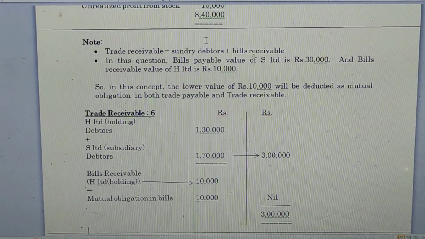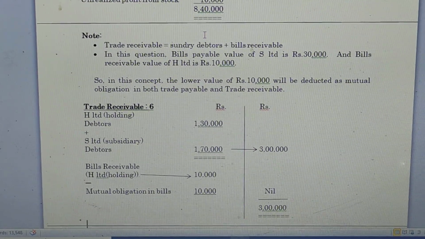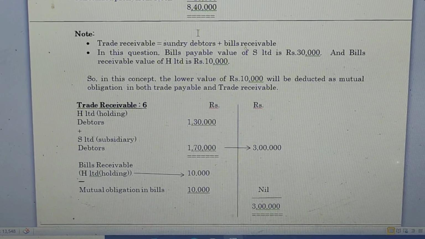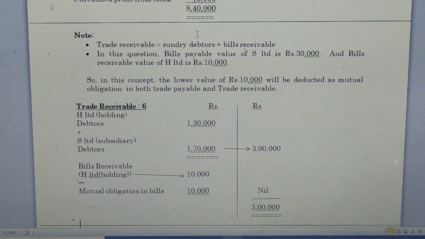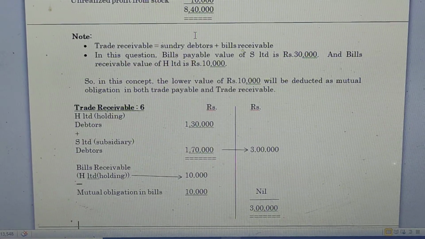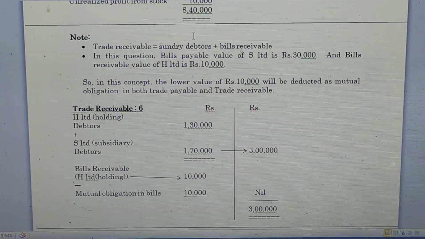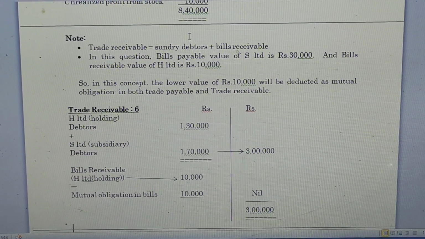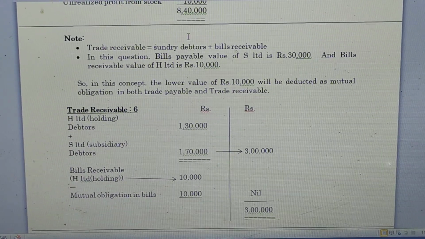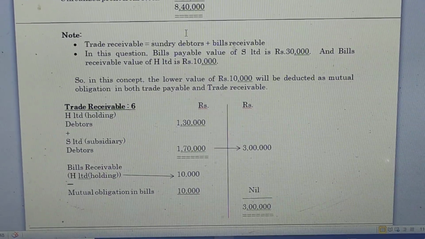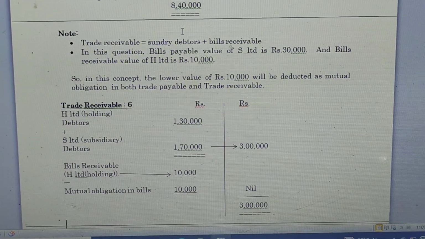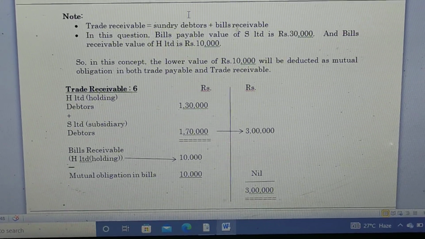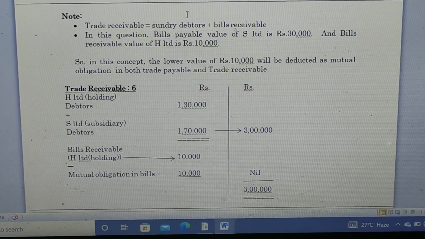Then we are going to calculate the trade receivable amount, that is note number 6. So first look at the note, trade receivable equal to sundry debtors plus bills receivable. So in this question, bills payable value of S Limited is 30,000 and bills receivable value of H Limited is 10,000. So in this concept, the lower value of 10,000 will be deducted as mutual obligation in both trade payable and trade receivable.